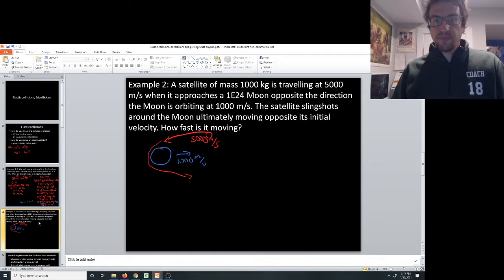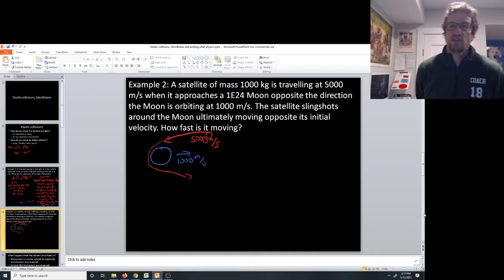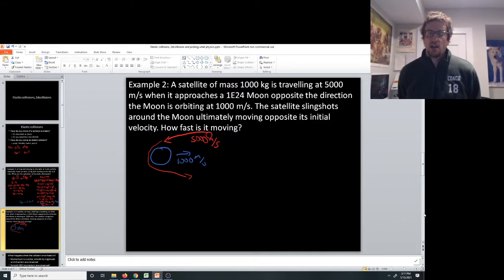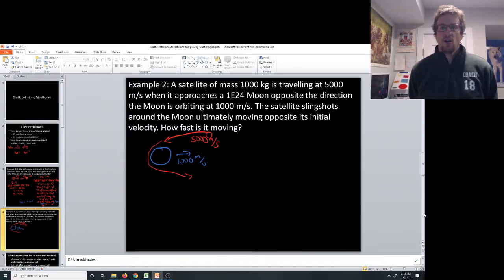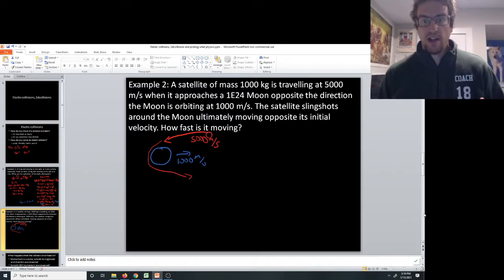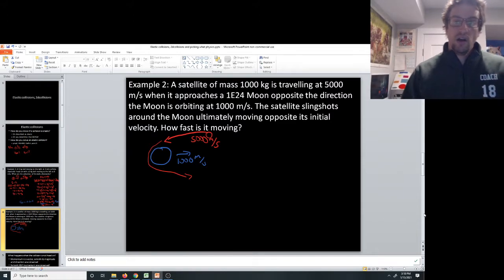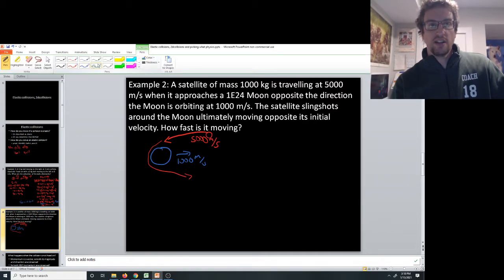Another example of a pretty close to elastic collision is when a satellite does a gravitational slingshot around a planet or a moon. The reason why this is pretty close to elastic is because in a collision you lose kinetic energy to things like sound, light, heat. As long as the satellite stays outside the planet's atmosphere, or if there's no atmosphere, then there's no friction, there's no air resistance, so it becomes pretty close to an elastic collision.